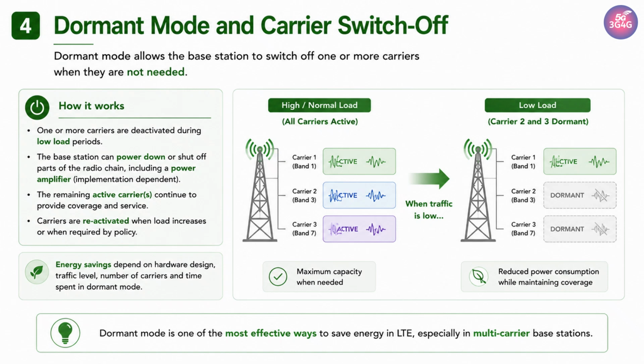The exact savings depend on the hardware design. For example, the behavior will be different if carriers share a multi-carrier power amplifier compared with a design where separate RF paths can be switched off more independently. The key idea is that the remaining active carrier continues to provide coverage and service while unused capacity is taken out of operation. When traffic increases again, the dormant carrier can be reactivated. This is one of the most intuitive forms of energy saving. Do not keep every carrier active if the traffic does not justify it.